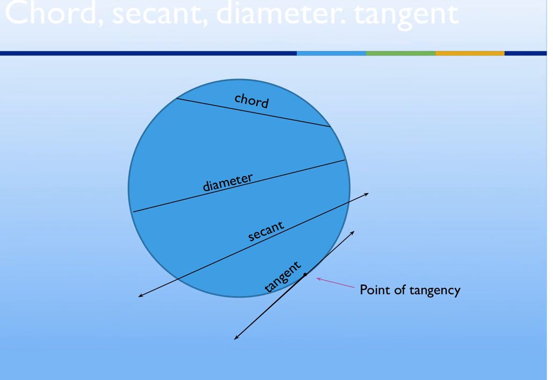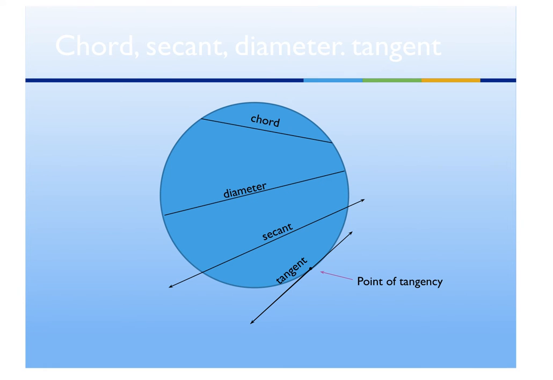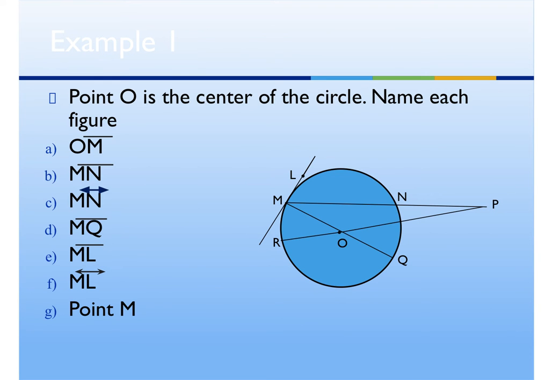This is just a diagram of all of those points, okay? So we've got a chord up top, we've got a diameter, we've got a secant, we've got a tangent, and then the point of tangency, okay? Any questions on any of those? Awesome. What's the difference between a secant and a chord? Secant is a line. Beautiful. Yep, secants go on forever. Yep, absolutely.